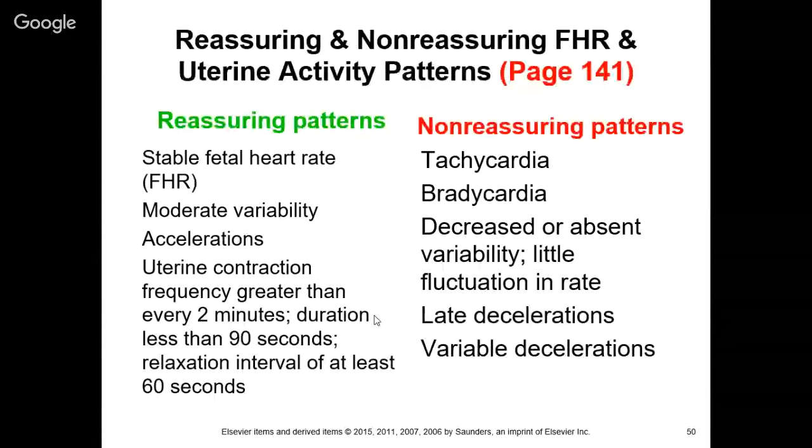Reassuring and non-reassuring fetal heart rate and uterine activity. Non-reassuring is heart rate too high, heart rate too low, decreased or absent variability, little fluctuation in the rate. You want that heart rate to fluctuate with the infant. And then late decelerations. Everything on the left is reassuring.